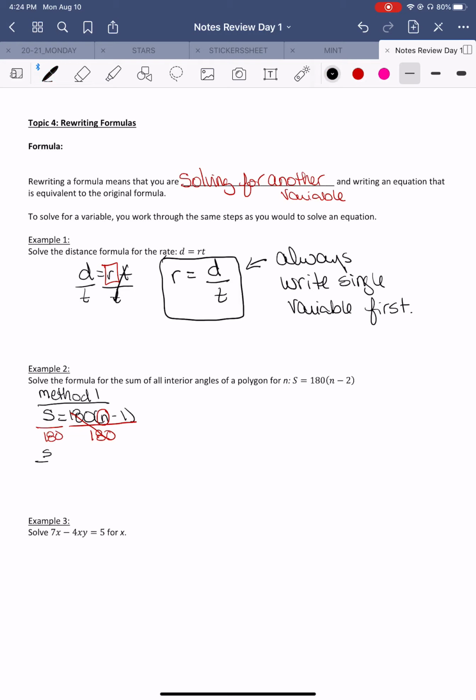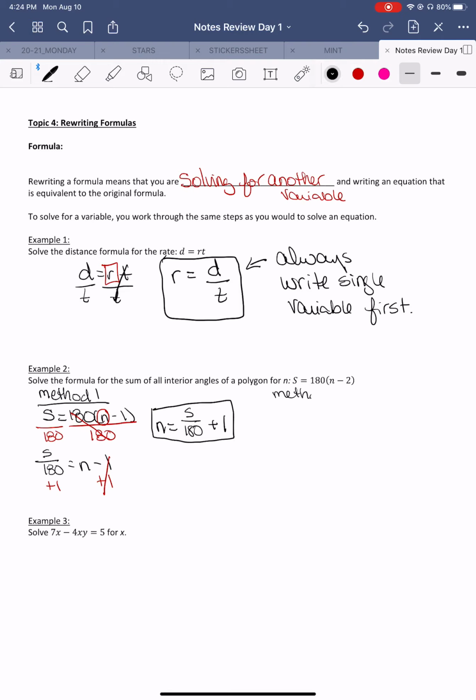Leaves us with s over 180 equal to n minus 2. And you can see one more step, get rid of the minus 2 by adding 2 to both sides. This gives us n equal to s over 180 plus 2. And there's our answer. Pretty simple.